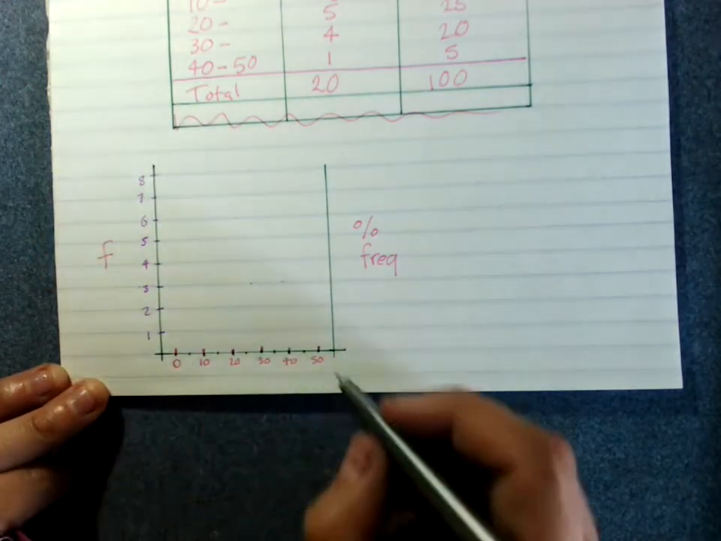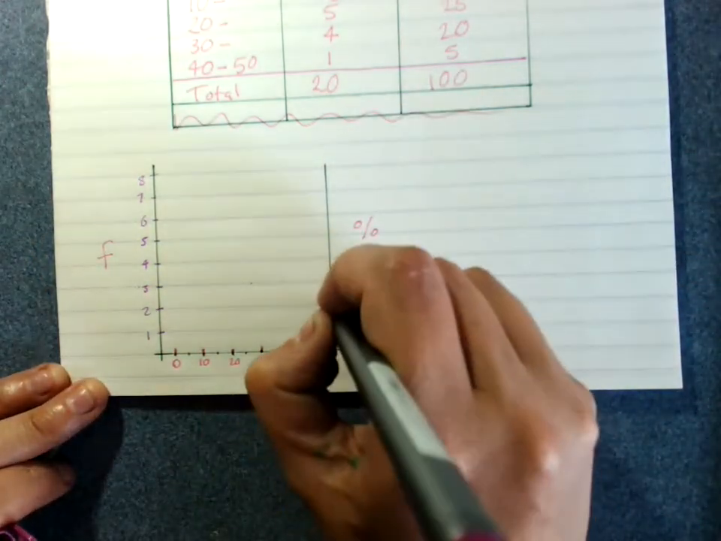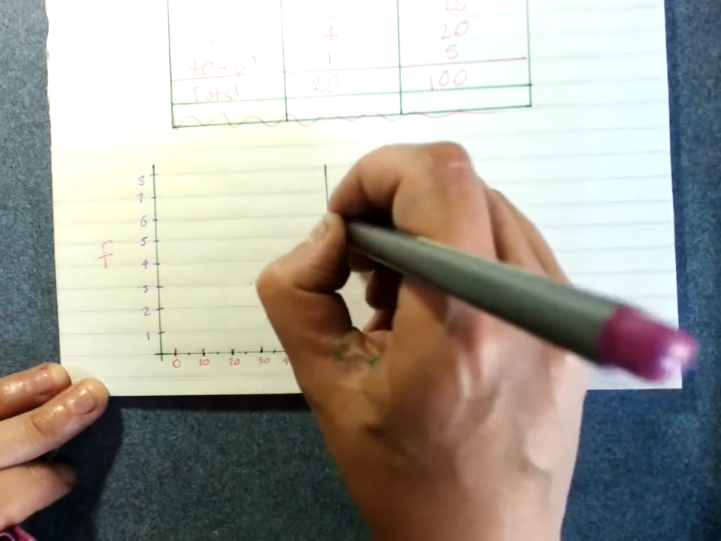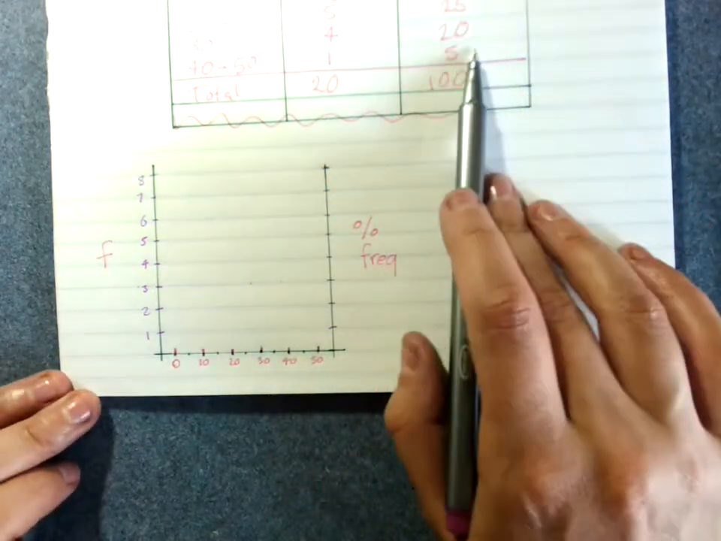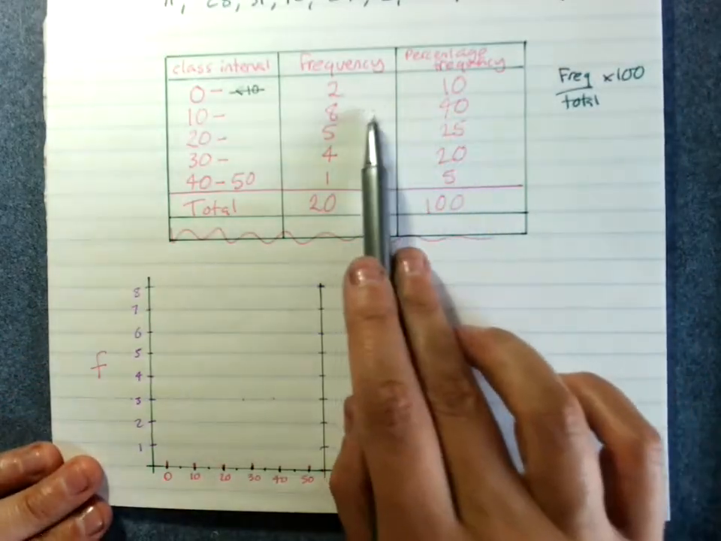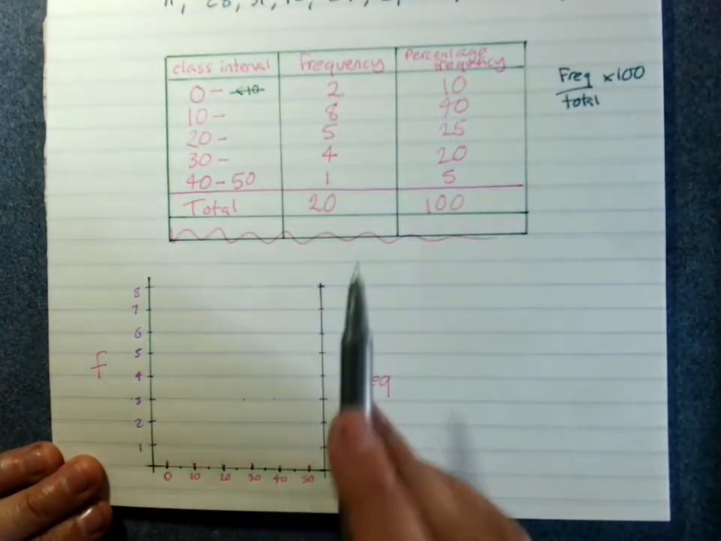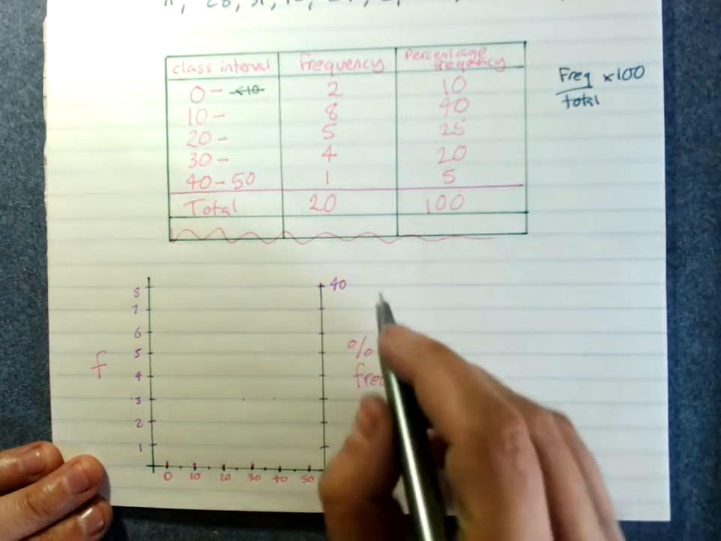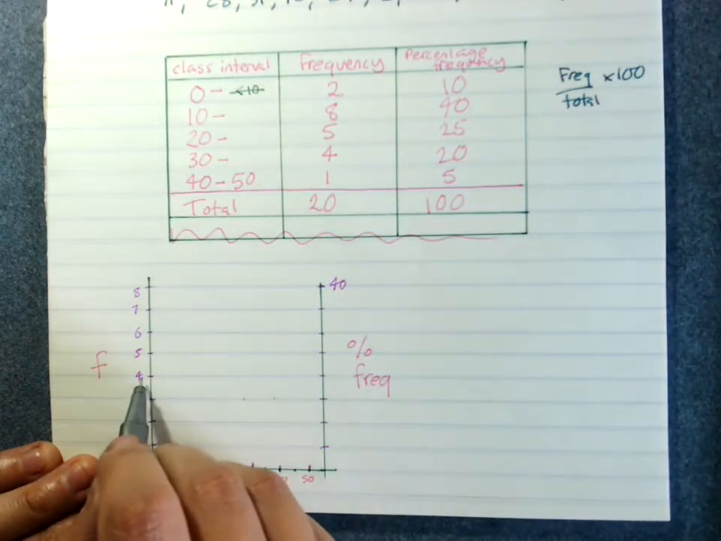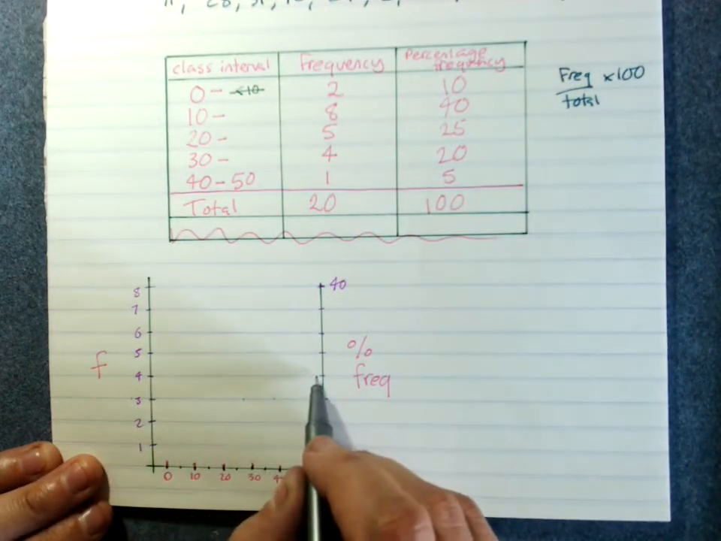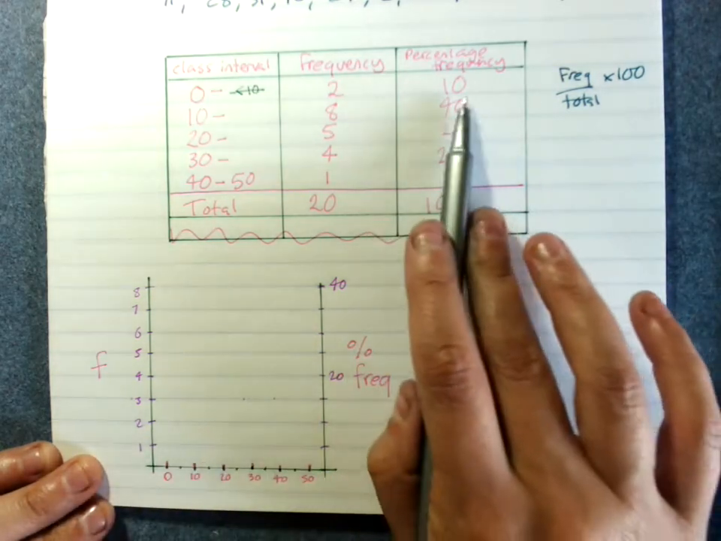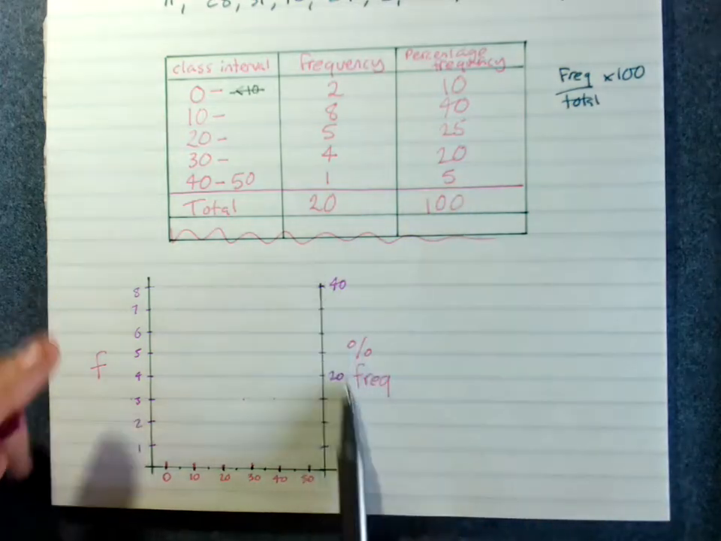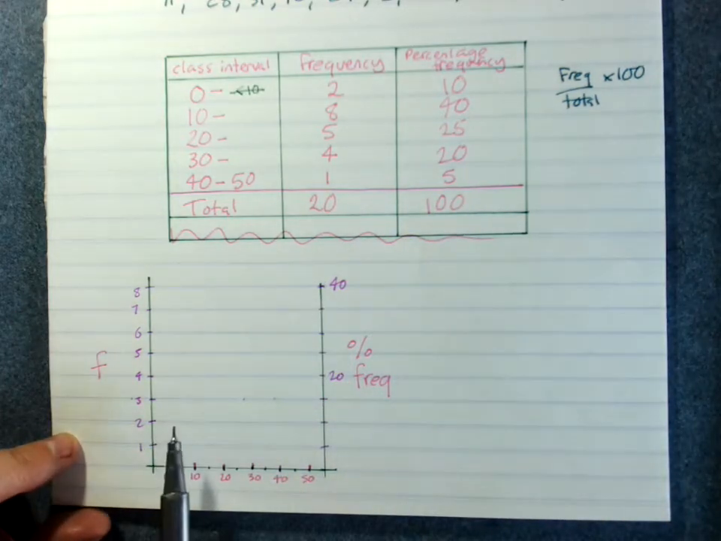Put in your numbers. Now your percentage frequency also needs the gradations, and it doesn't go up to 100, because the highest percentage frequency I can get is 40, and that has to align with the 8. And 4 has to align with 20%.